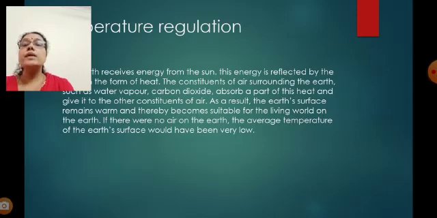If there were no air on the earth, the average temperature of the earth's surface would have been very, very low. Because of the earth's atmosphere, air only, the surface of the earth is always warm. From the sun, earth receives energy, and that heat will stay on the surface of the earth because of the air.